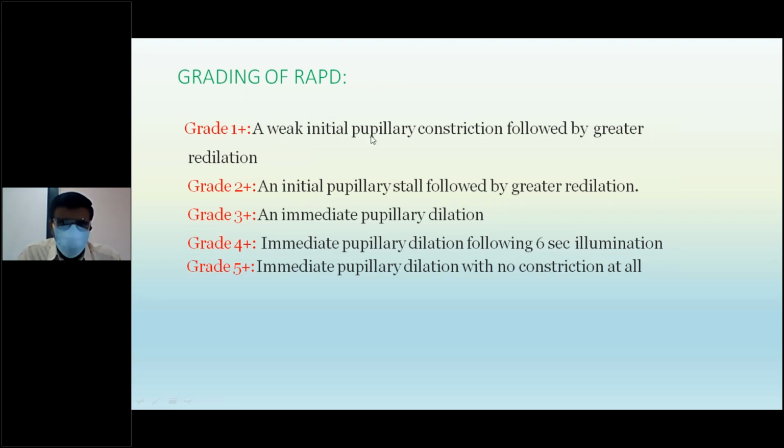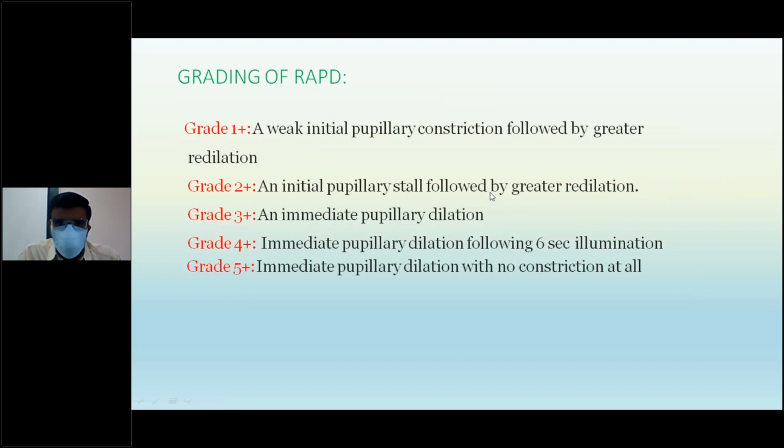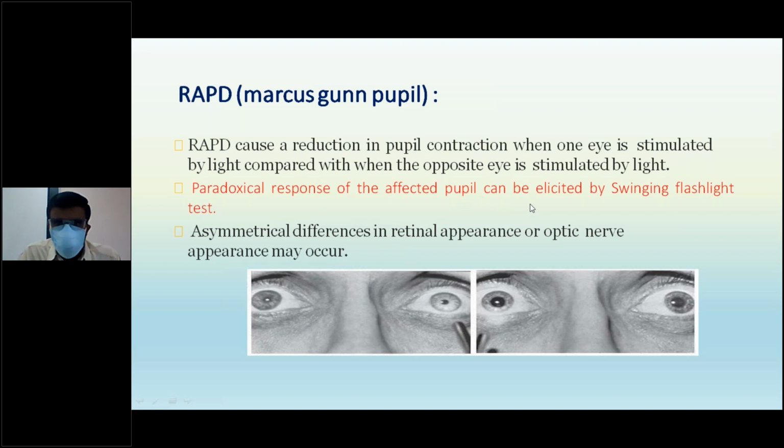The test for RAPD is the swinging flashlight test. You throw light continuously, alternatively from one eye to the other eye. There will be relatively more dilatation of the pupil when compared with the other eye. That is called relative apparent pupillary defect or Marcus Gunn pupil. That is the test for lesions of the optic nerve or retina.